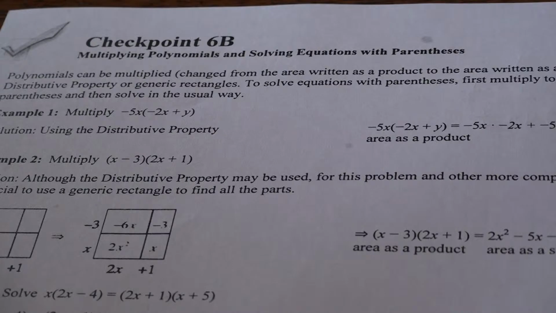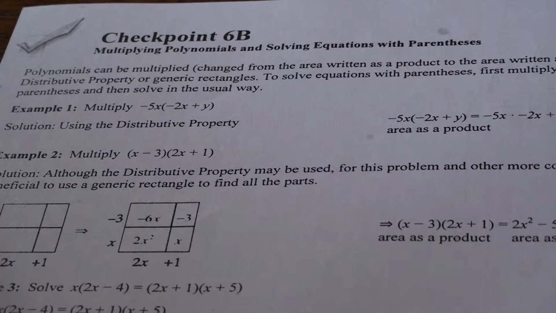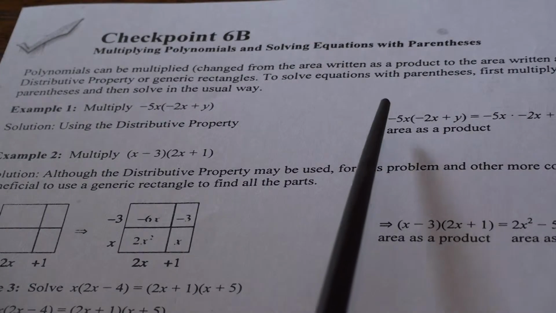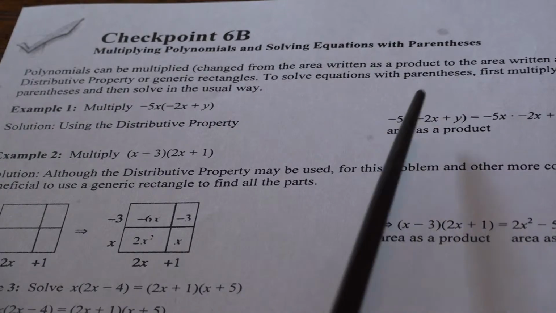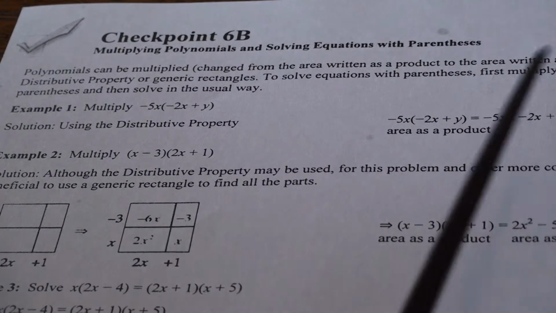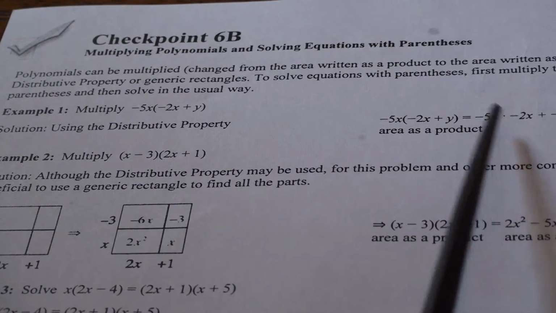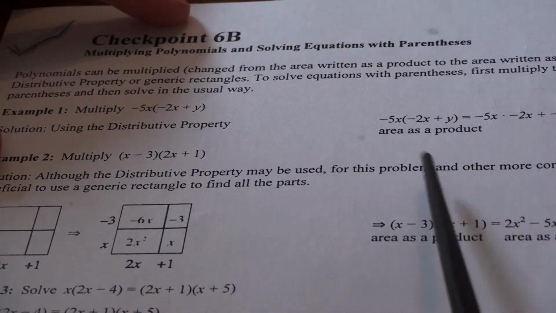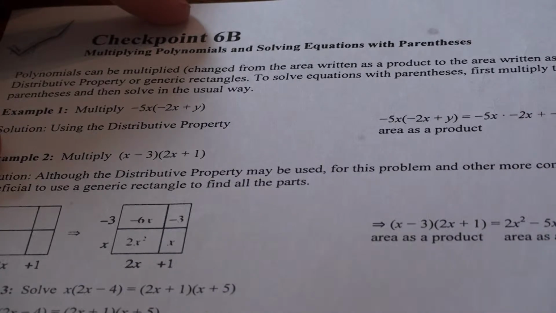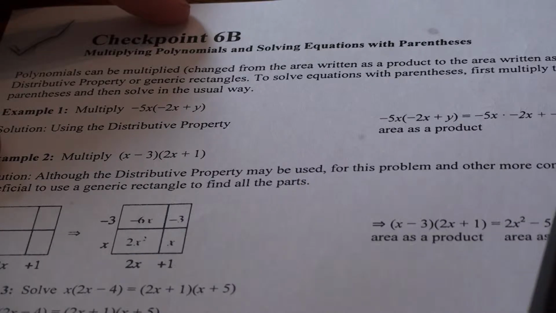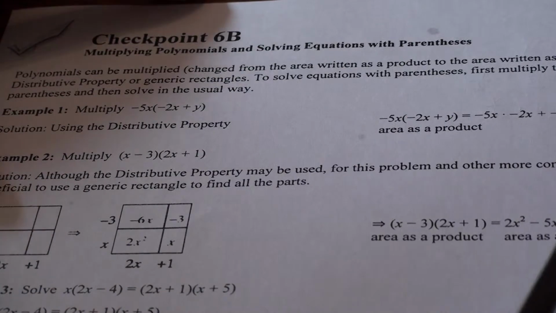Example 1. Multiply -5x times the quantity -2x plus y. So they multiplied -5x times each of these. So -5x times -2x, and then -5x times y. Now -5x times -2x, you have two negatives, so those become positive. 5 times 2 is 10, and hopefully you remember from Algebra 1 that x times x will give you x squared. For the second part, you have -5, and then x times y merely gives you xy. So your final answer is 10x squared minus 5xy.